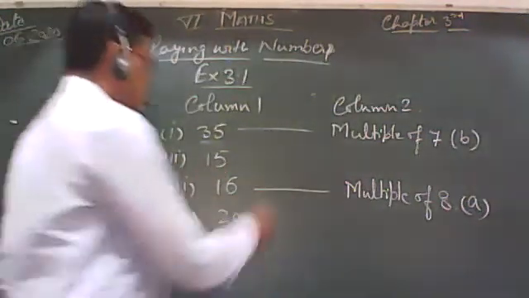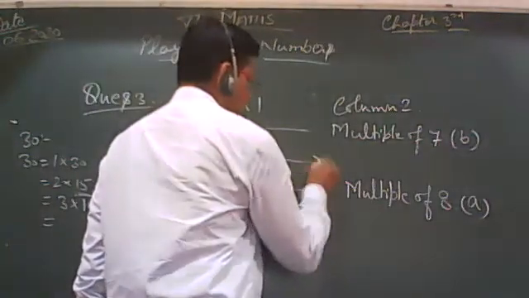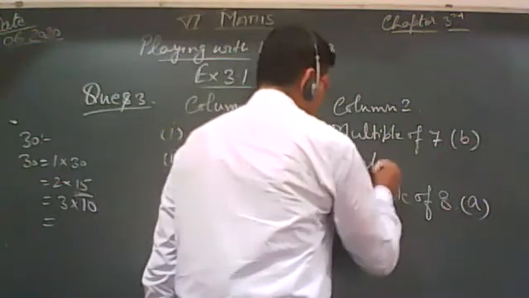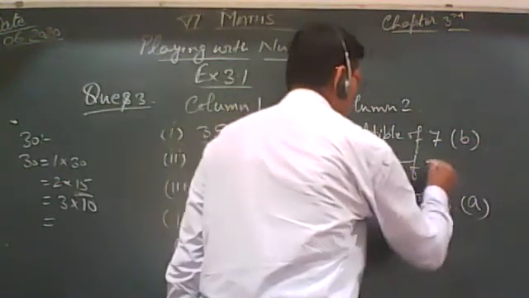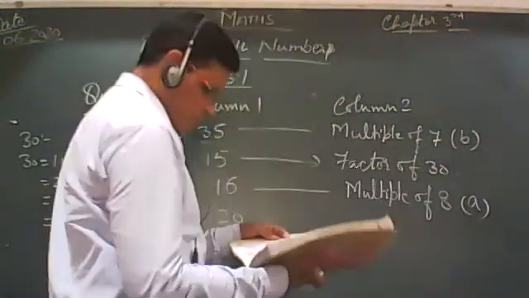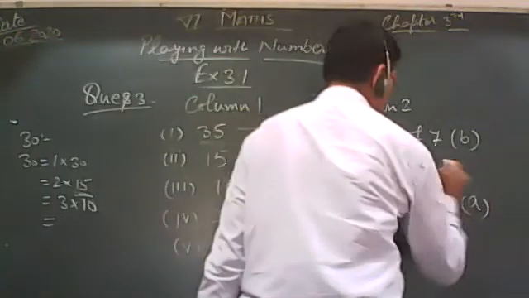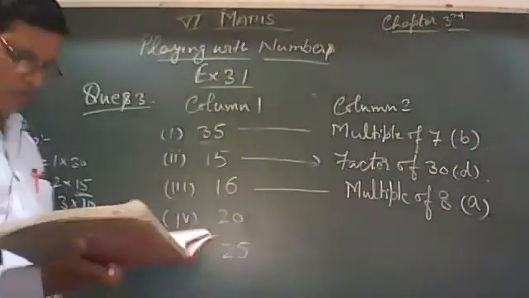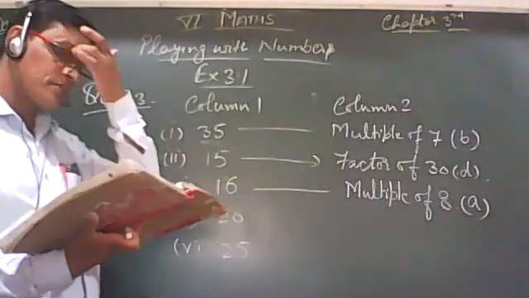So you show here, 15 is the factor of 30. And this is the part D, factor of 30. Now, go to the next.